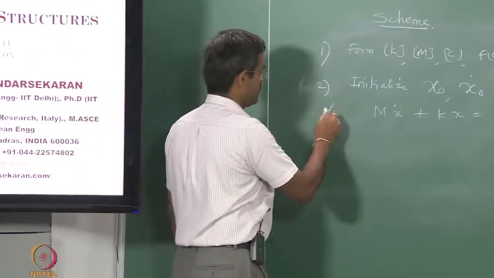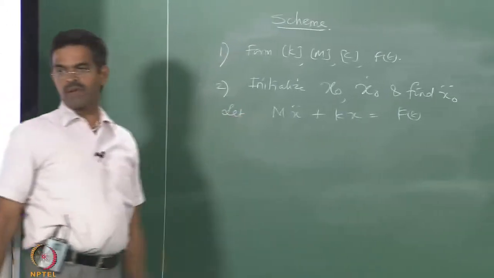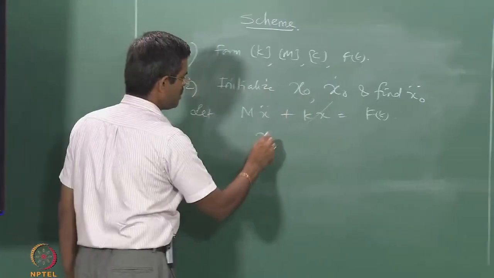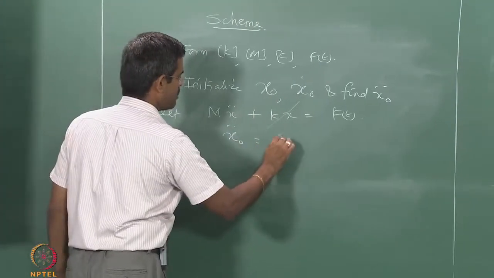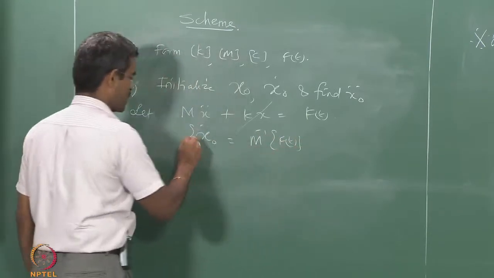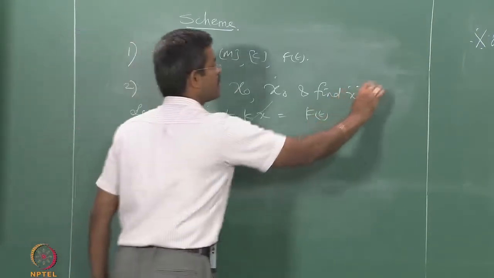Let me not allow damping to occur in the system, and let us say for x 0 this becomes 0. So, I can easily find x double dot 0 as simply the mass matrix inverse post-multiplied by f of t. I can get this vector easily. There are no problems, I can always compute this.